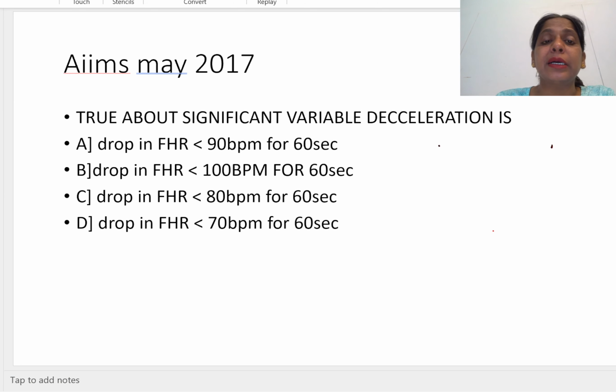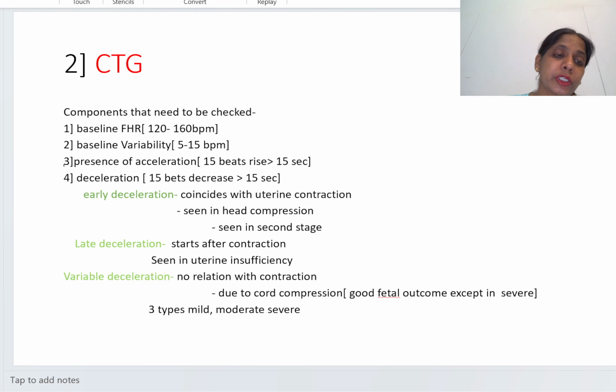Now let's see, this is a question from INS May 2017. They are asking about deceleration type. Deceleration is of 3 types: early, late, and variable. So one type is variable, and which variable deceleration is significant. Okay, so this we are going to discuss, and again we will come to this question.